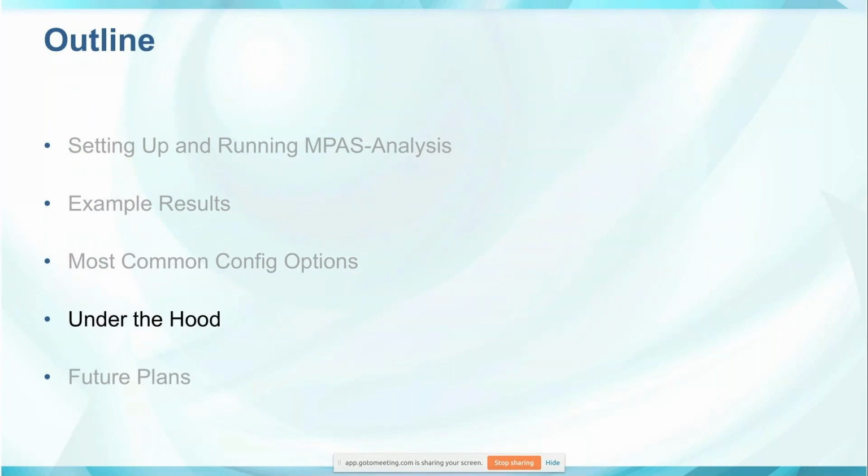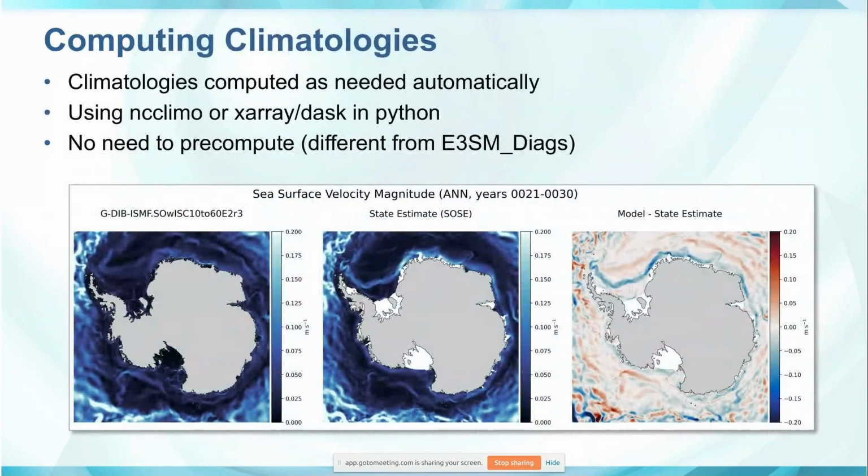Okay, it looks like I don't have a ton of time, so I'm going to go pretty quick through this under the hood stuff, maybe skip a little bit of it to make sure there's a little time for questions. So we compute climatologies automatically in MPAS-Analysis. There's no way at the moment, and certainly no need, to try to compute climatologies ahead of time. And I just mentioned that because I know that that's different from E3SM diags, where computing the climatologies in advance is part of the workflow.